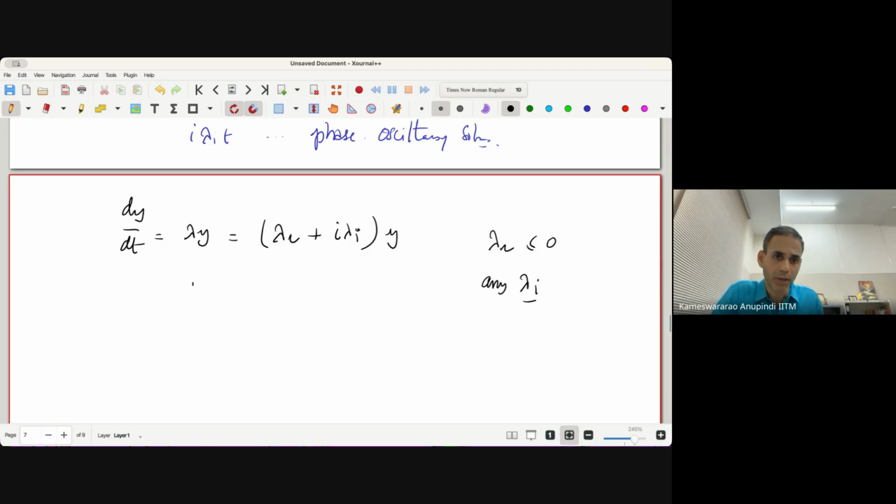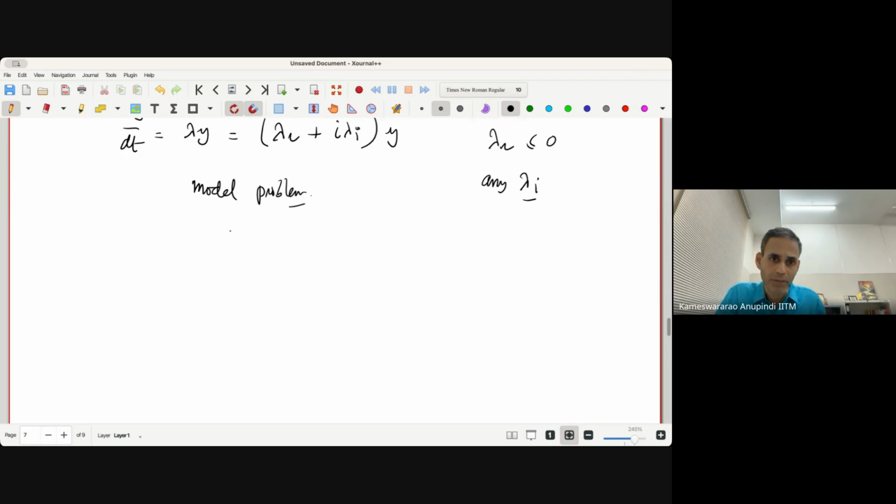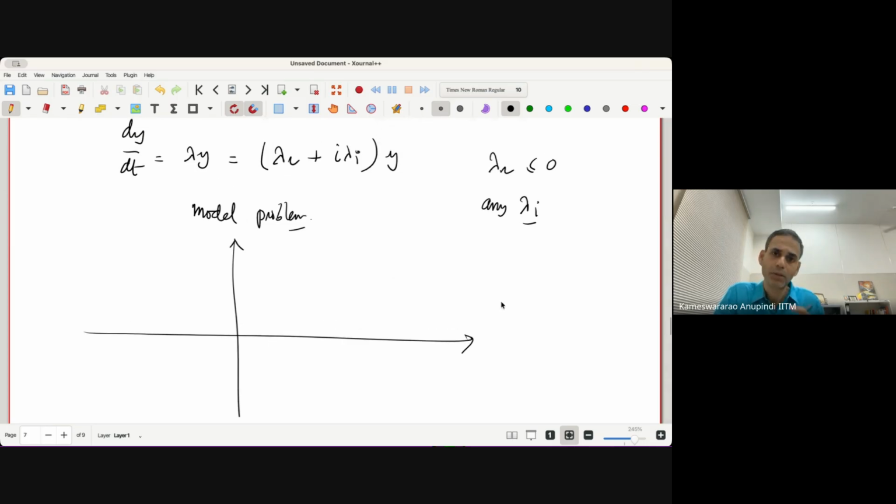So this is our model problem which we want to solve. That means if I were to plot the real and imaginary parts of lambda, let's say this is the real part of lambda, lambda r, and then this is the imaginary part of lambda, that is lambda I.